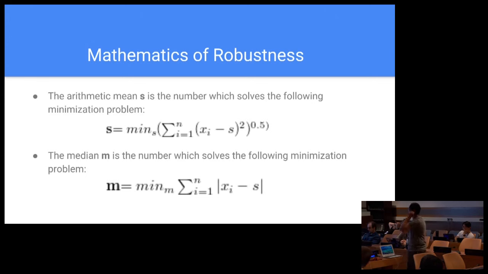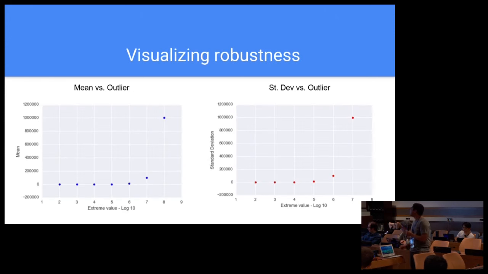But the key thing you need to get out of this is that there's this (x_i minus s) squared. That's quadratic. That basically means when you have an extreme value, it's going to increase quadratically. I'm going to show this in the next slide. On the other hand, the median solves the minimization problem in the L1 norm, and is pretty robust to outliers. Now let's show what the issue is with the mean and standard deviation.